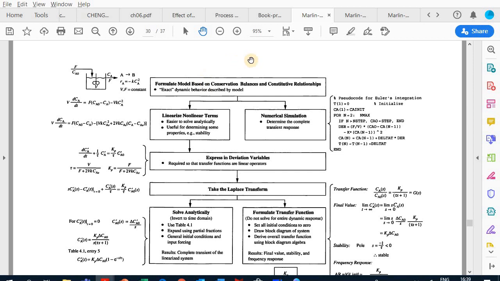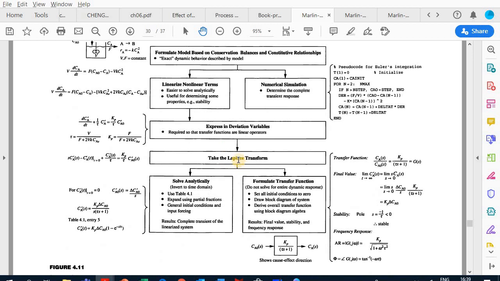So you have the model equations, which are derivative equations, and for these you can use the Runge-Kutta method, for example, which is a numerical solution. You already used that in numerical analysis. So you can use a simulation numerical solution, or you can linearize the nonlinear terms, okay, to solve analytically, and we can study stability as well. So we are going to linearize and then express them in deviation variables.